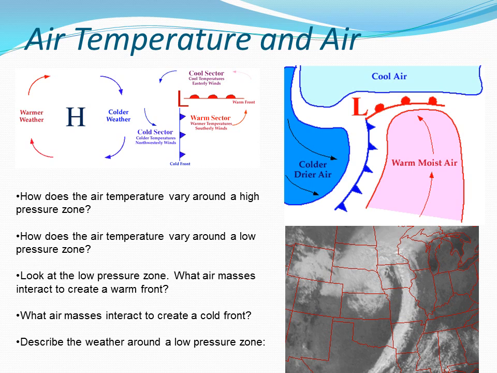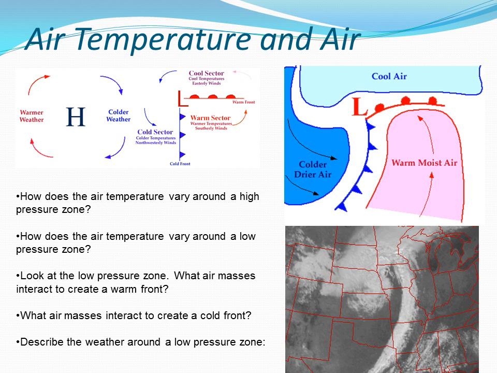Okay, in contrast, what air masses interact to create a cold front? You have to have colder, dry air moving into warmer air, and so that's represented by this blue line with blue teeth. So you'll see this on the Weather Channel, or your local weather person. The warm fronts and the cold fronts are always represented this way.